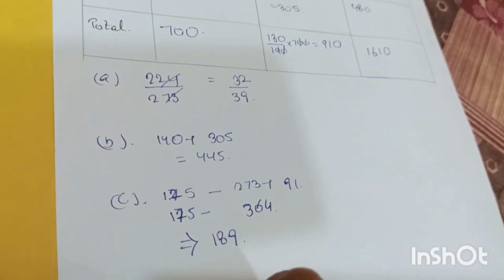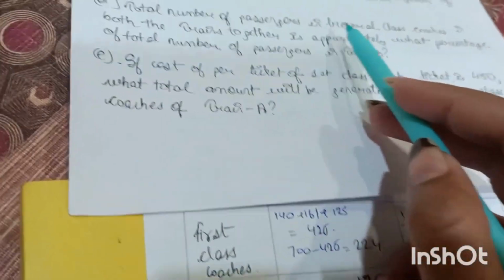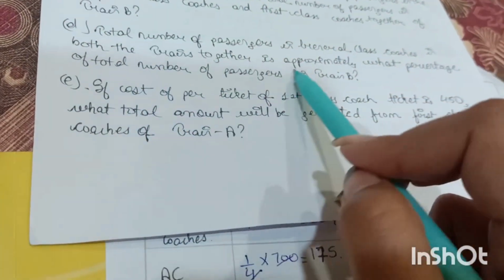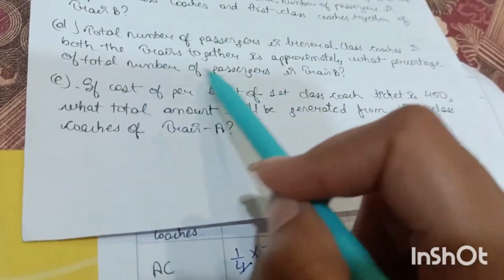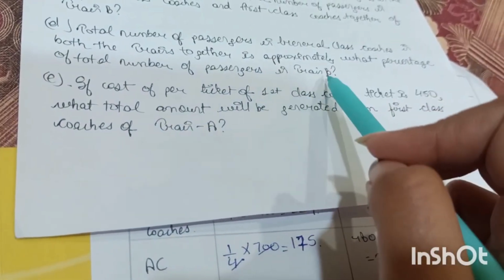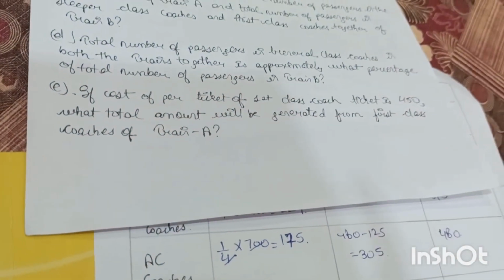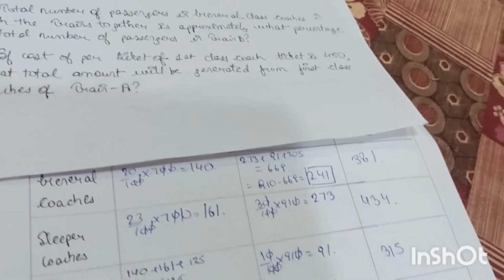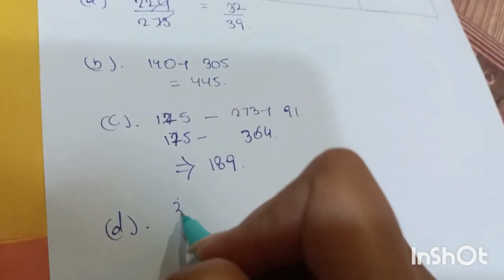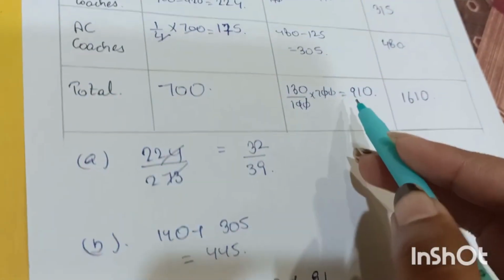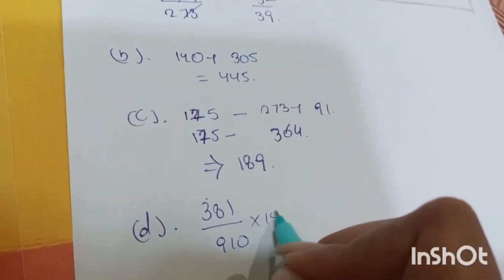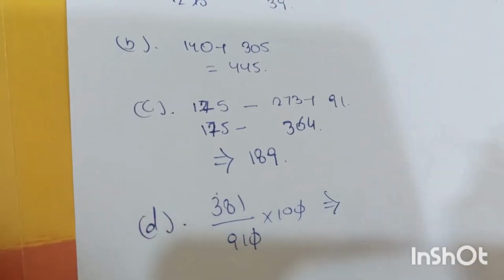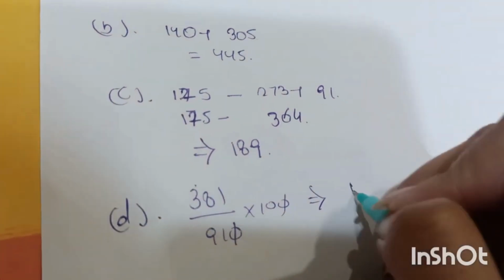Now for D, total number of passengers in general class in both the trains is approximately what percent of total number of passengers in train B. Okay, so let's see, general class total is 381 upon total train B, it is 910, into 100. When you solve, you will get the value as 41.86.